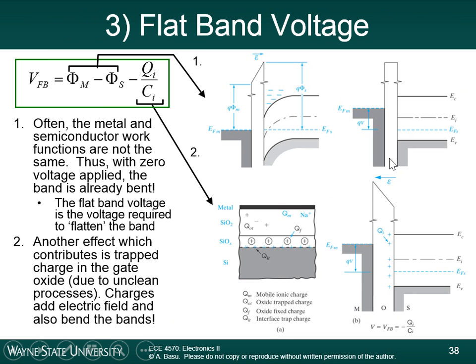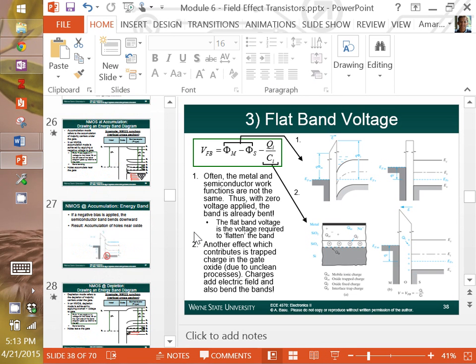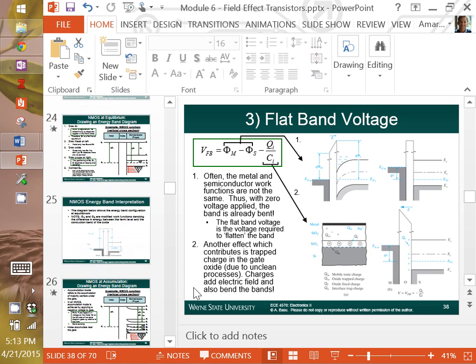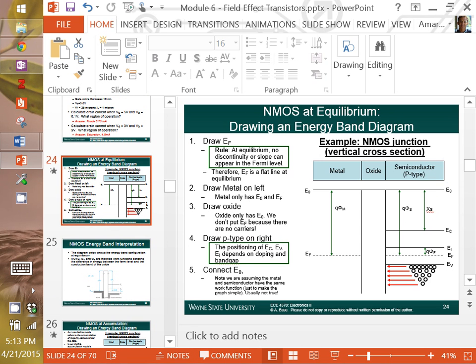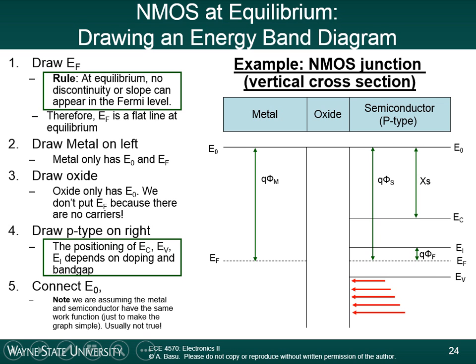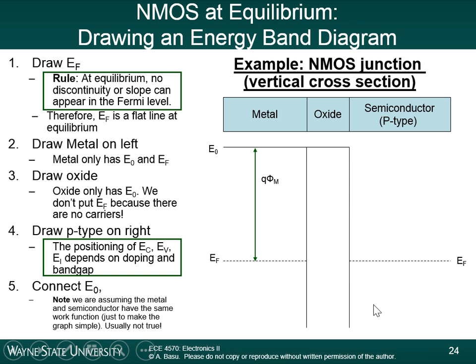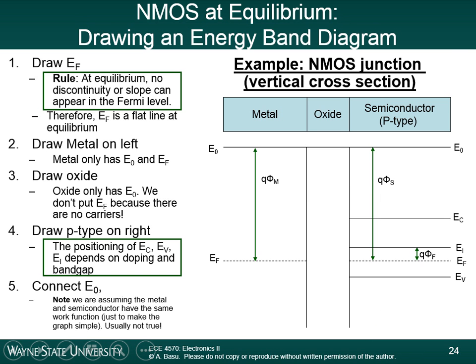You remember when we drew this diagram here, drawing the NMOS device at equilibrium. When we first drew the metal, and then the oxide, and the semiconductor, I told you that we were making the assumption that phi m is equal to phi s. That means at equilibrium, there's no band bending. If phi m is not equal to phi s, you're going to end up with situations where there's band bending even at equilibrium.